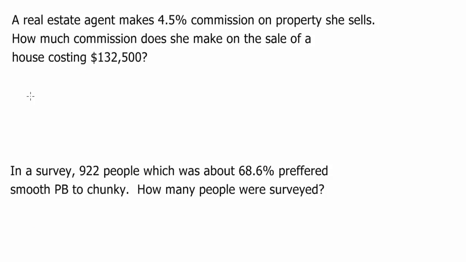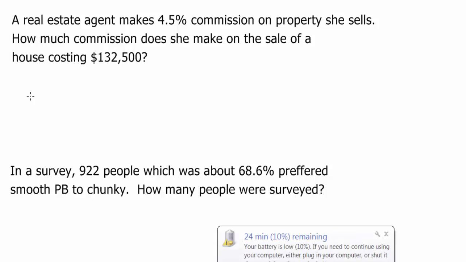Okay, so there's just two more problems. A real estate agent makes 4.5% commission on property she sells. How much commission does she make on the sale of a house costing $132,500? If you're not sure what commission is, if you sell a house, you don't just get all that money, but they pay you a portion of it, a percentage of it. It's like, congratulations for selling a house, this is how much you get.